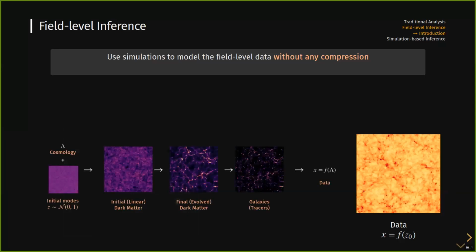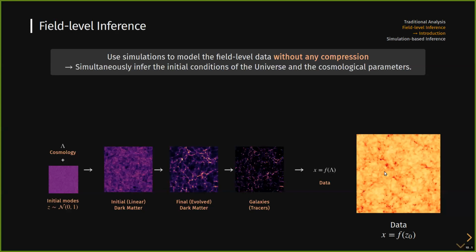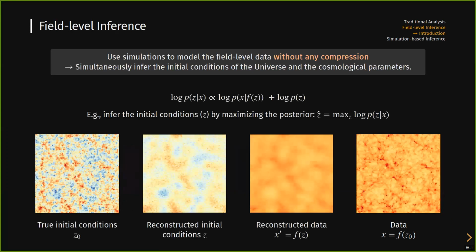But here's a catch. If you remember the forward modeling pipeline, we started with the cosmology parameters and the initial modes to model the data. And the whole reason why we calculated summary statistics was because the initial modes were high dimensional and we wanted to average those out. So now if you're not calculating the summary statistic of your data, you need to simultaneously infer both the cosmology parameters and the initial conditions of the universe at the same time. How you do it is basically how you do any other Bayesian inference.